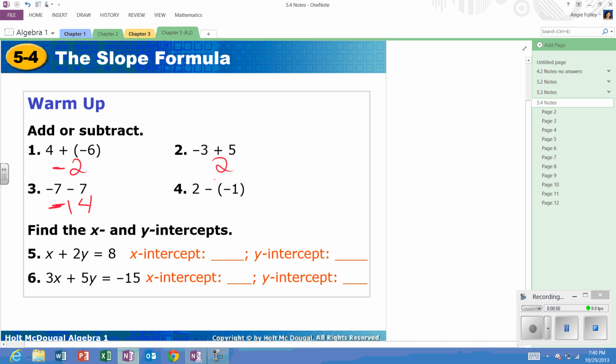And then 2 minus a minus 1, remember we have two minuses next to each other. It becomes a positive, so 2 plus 1 is 3. Okay, now we're just going to review finding the x and y intercept.